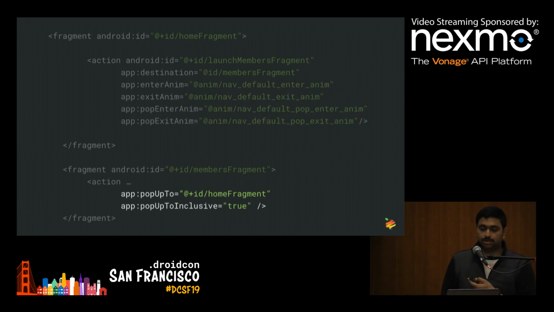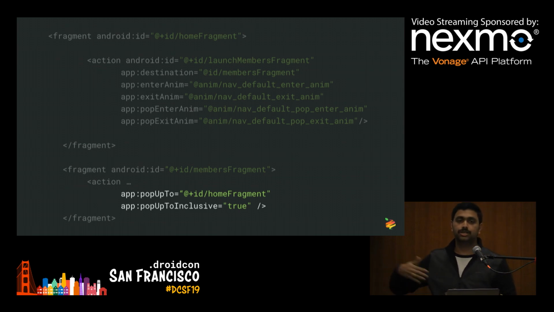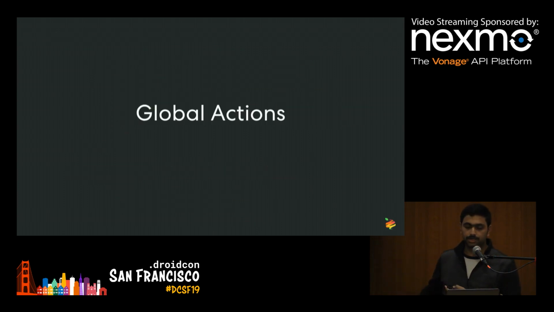Also, you can specify the pop behavior, on what to do when the action is popped, when you press back from the destination you are in. Let's assume that we came from the home fragment to the members fragment, and you can configure here what happens when you press the back button from the members fragment. So if you don't really want to go to the home fragment, but you want to go to some other place, then you can specify that here. We'll see about this in a minute.